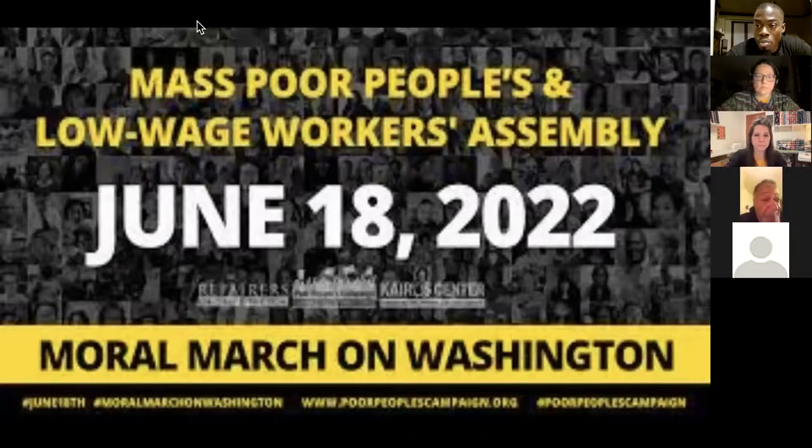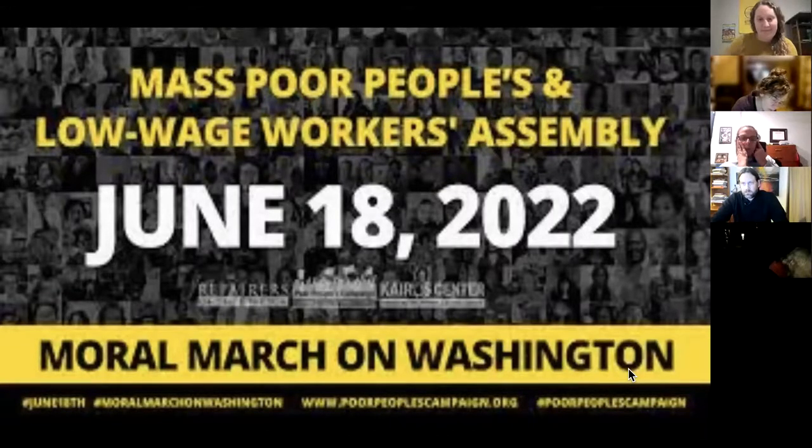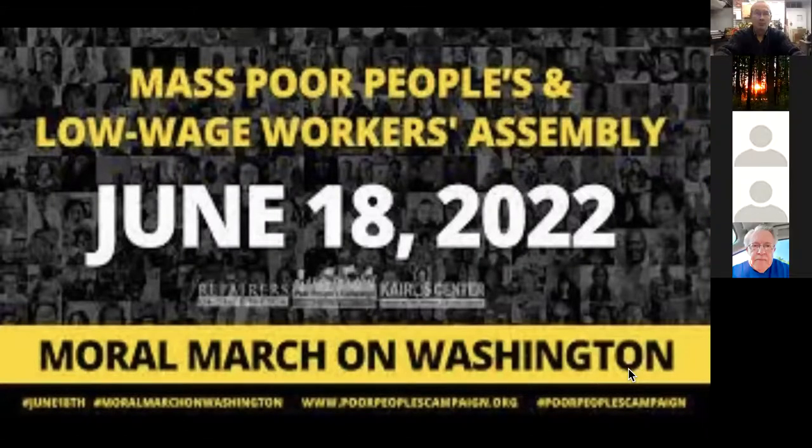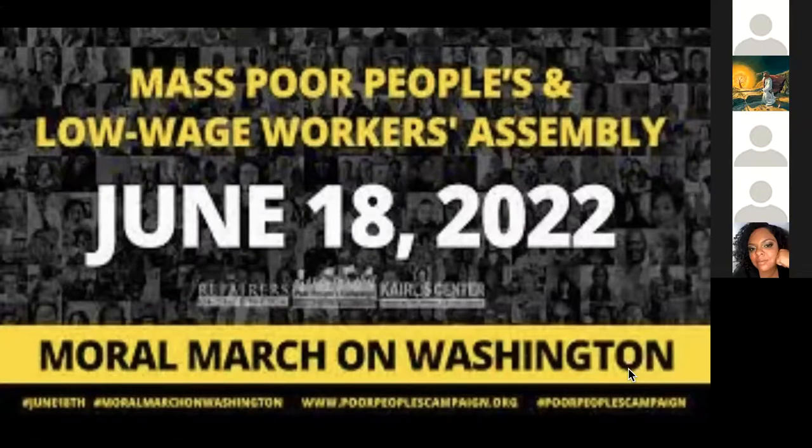As we seek to really mobilize and to really move our force to Washington, D.C. for the Mass Poor People's Campaign and Low Wage Workers Assembly. And so definitely put that in your calendars. You know, you got an Android, you got an Apple iPhone, whatever you got. Your little old school with your paper calendar, whatever you have. Mark it down, June 18, 2022. It's going to be big. And so part of that is within this next 6 months, we're gonna be working hard to mobilize thousands of people from Wisconsin to participate in this historic time.